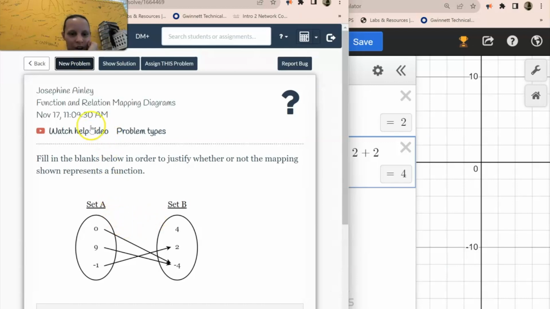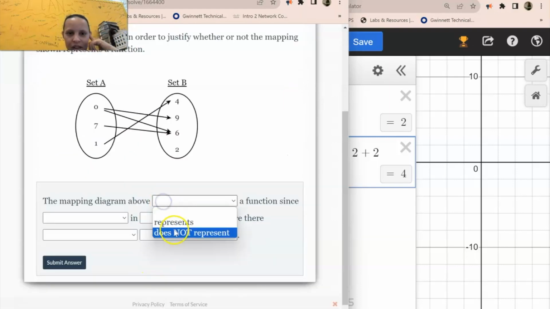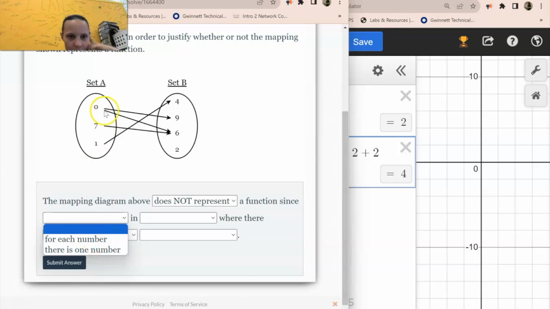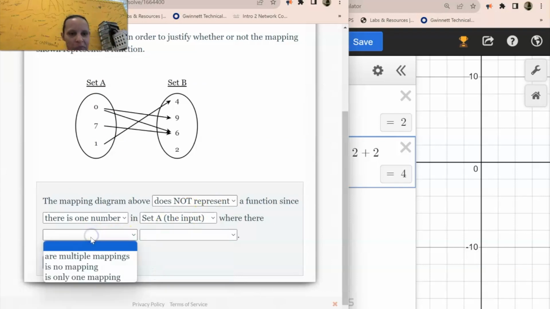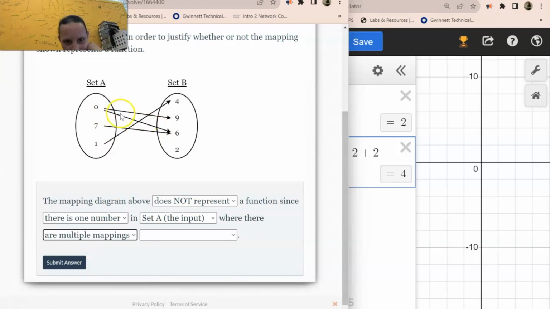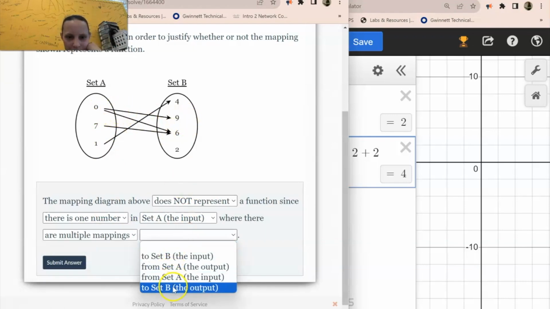All right, so let's do another one. That's the same kind of question. Let me find one. All right, boom. So again, my girls cannot have two boyfriends, unfortunately, in this math lesson. All right, so 0. Look at 0. Oh, man, 0 is dated number 9 and number 6. Can that happen? Not in math, okay? I'm not saying anything about real life. So it's not a function since the number 0, this girl. Is it every number? No, because number 7 is dating one boy. Number 1 is dating one boy. It's just number 0. So for one girl in set A, the input, there is multiple mappings because she's dating two boys, to set B, the output.